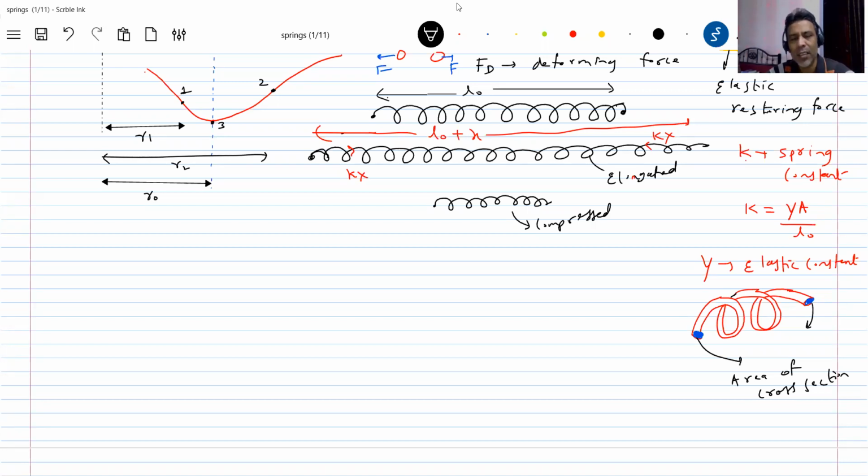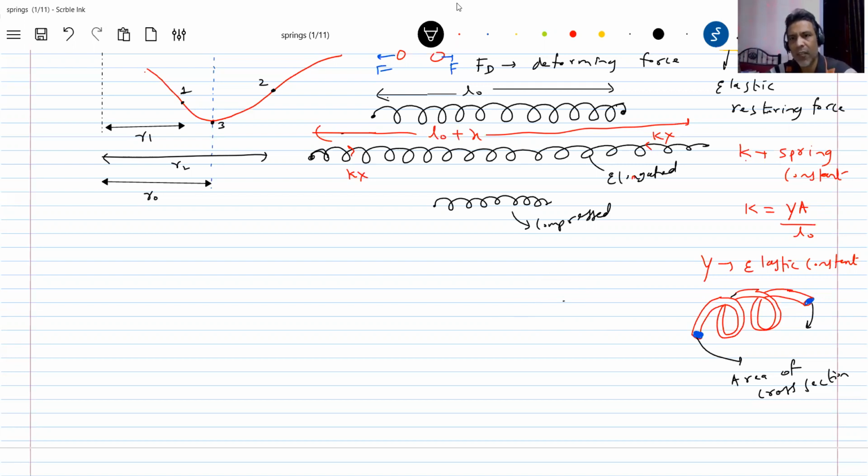Look at the diagram. Suppose the radius of the spring is R, and there are 100 turns. L naught is not the number of turns into 2 pi r. This is not L naught. L naught is the physical length of the spring, not the length of the wire.